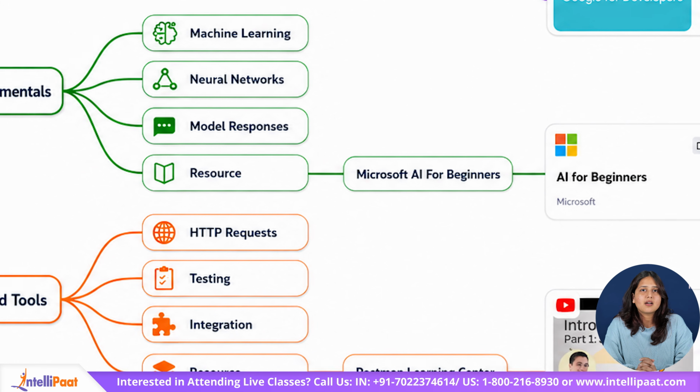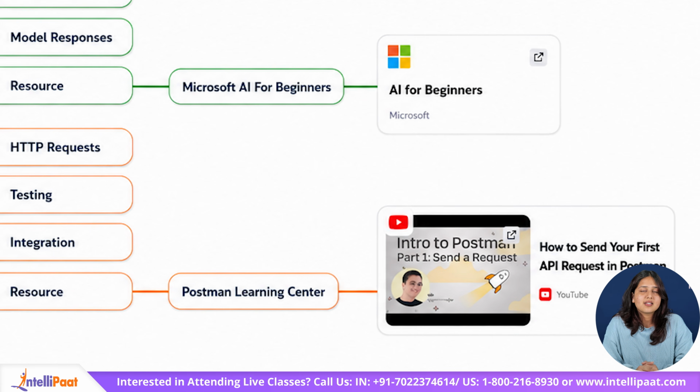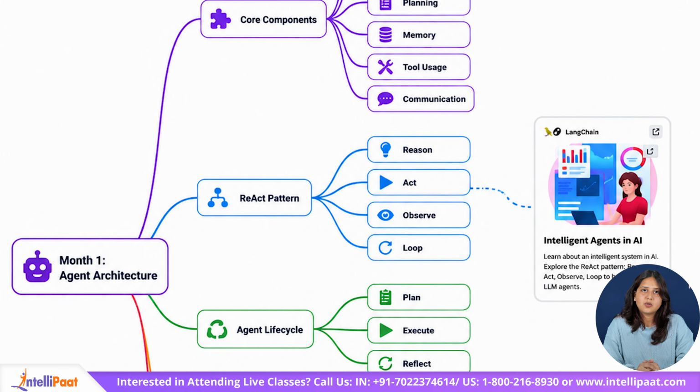At the same time, start learning about APIs because agents rely heavily on tools. APIs are how your agent interacts with the outside world, whether it's fetching data, sending emails, or triggering workflows. A great place to learn this is Postman's Learning Center, where you'll understand how APIs work and how to test and use them in real scenarios. It covers everything from sending your first API request to hands on tutorials for building and testing APIs.